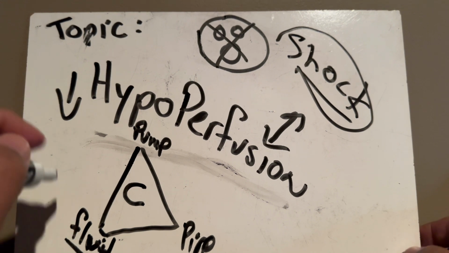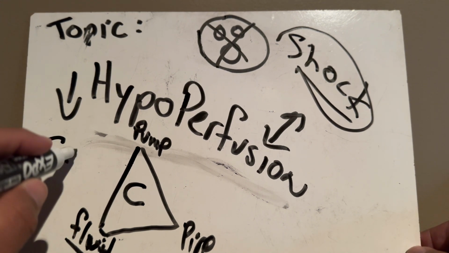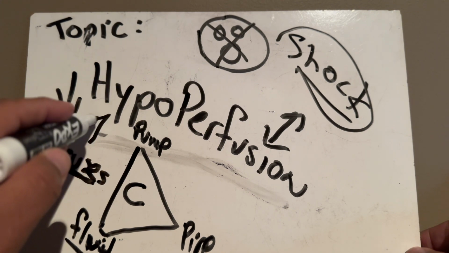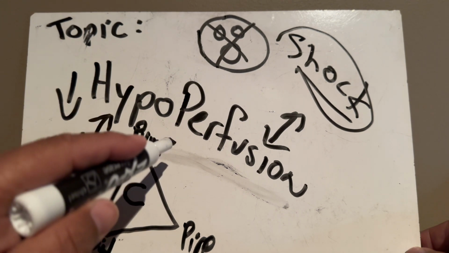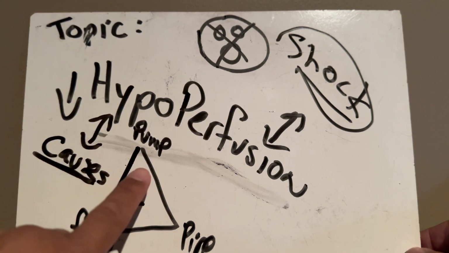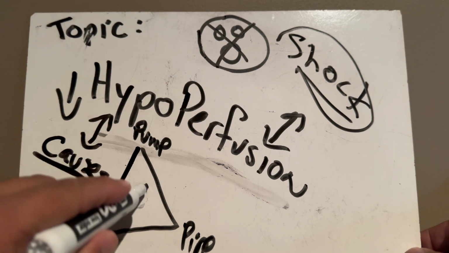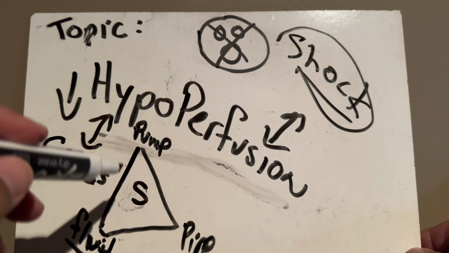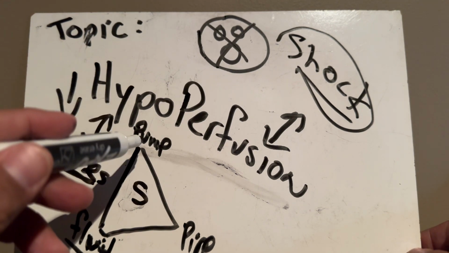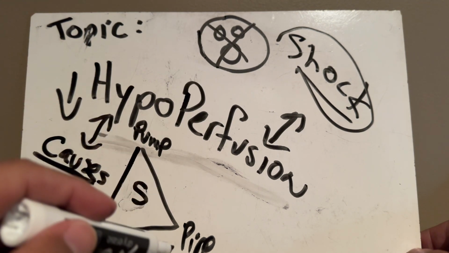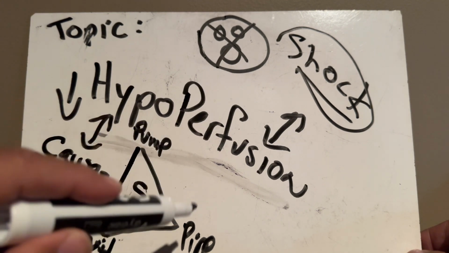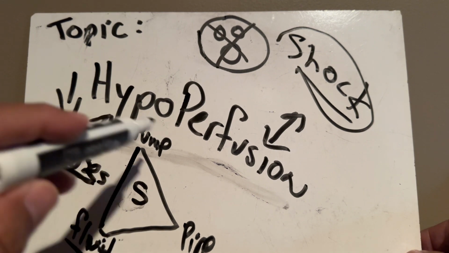So that's the normal, but now we're going to find the causes of hypoperfusion or shock. We're going to take this C out, and then we're going to put a letter S, which is shock. This is when things don't go right. So there's a problem with the pump, a problem with the pipes, and a problem with the fluids. There's a case-by-case situation, and we're going to look at that in further videos.